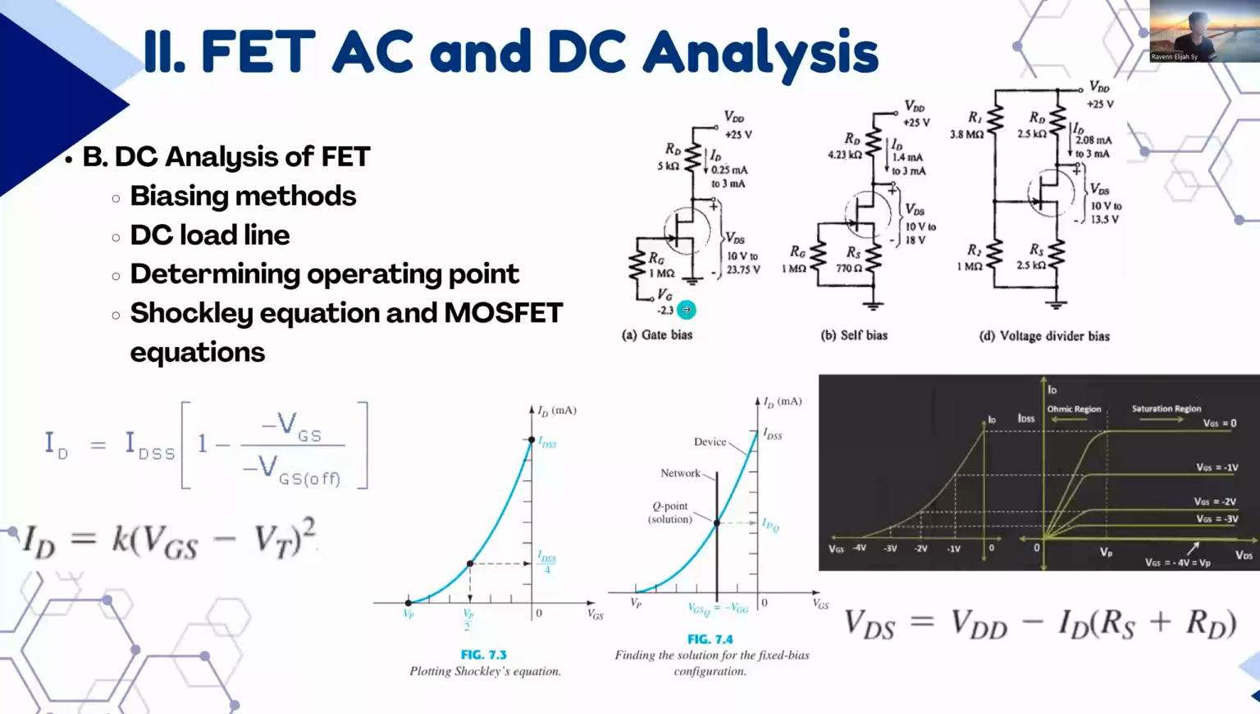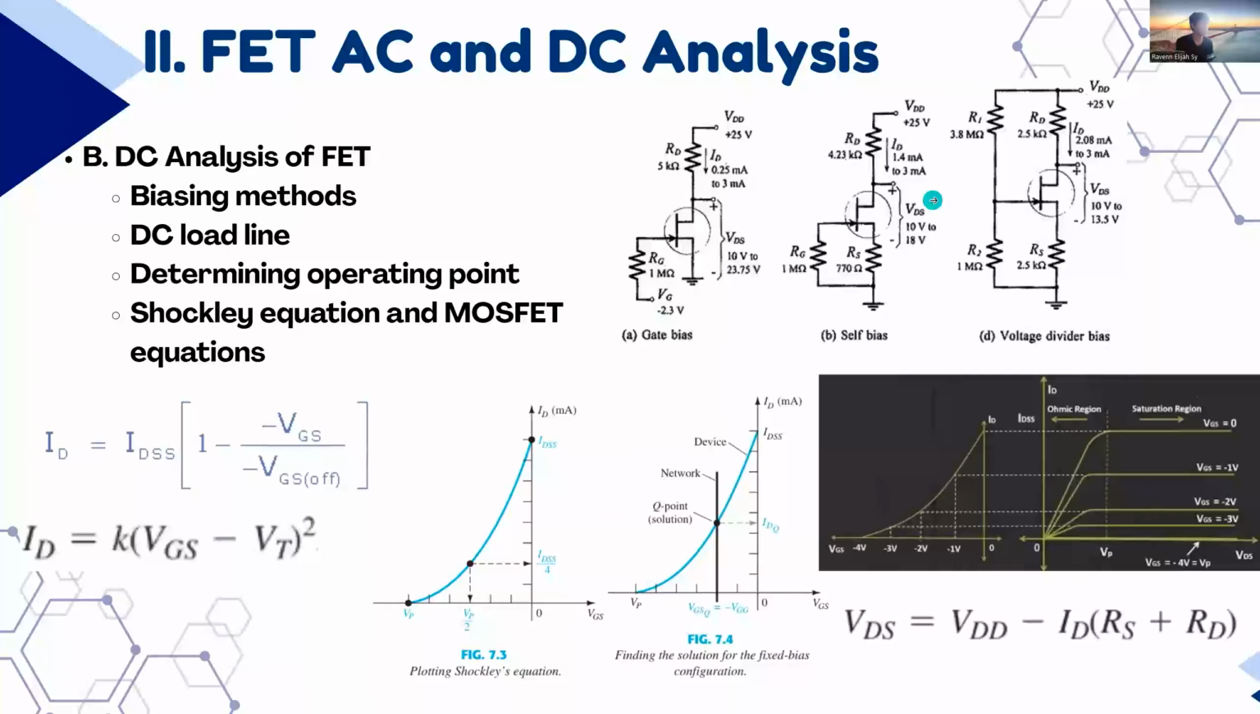Okay, next, self-bias. It uses a resistor connected to the source terminal, RS. As drain current flows through RS, it elevates the source potential, creating a negative VGS relative to the gate without requiring an extra power supply compared to the gate bias. There's no extra power supply.